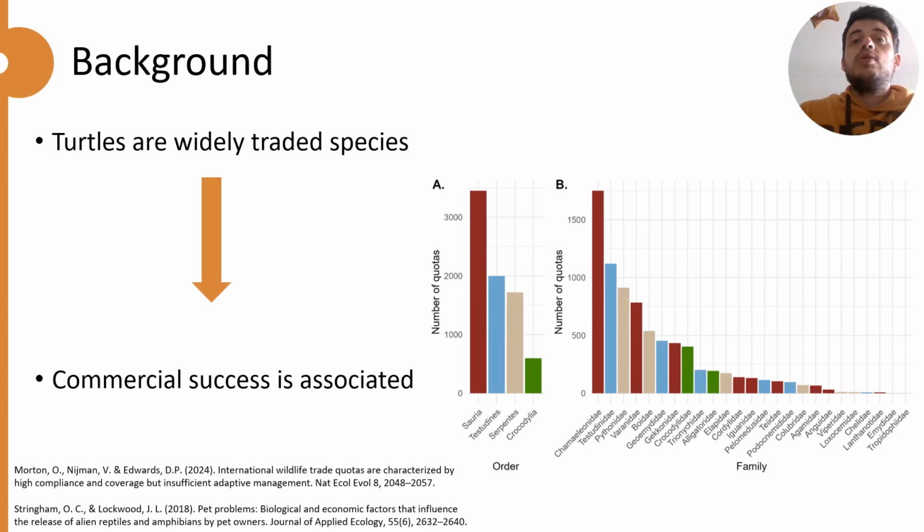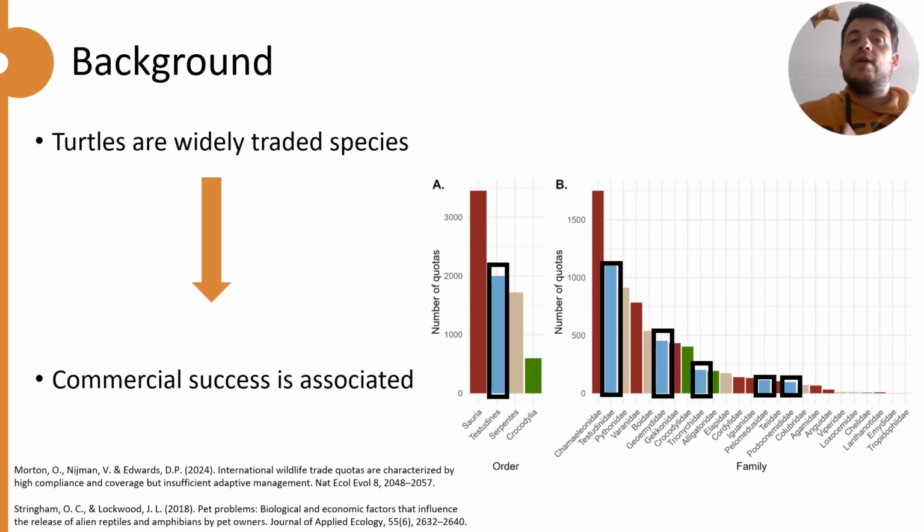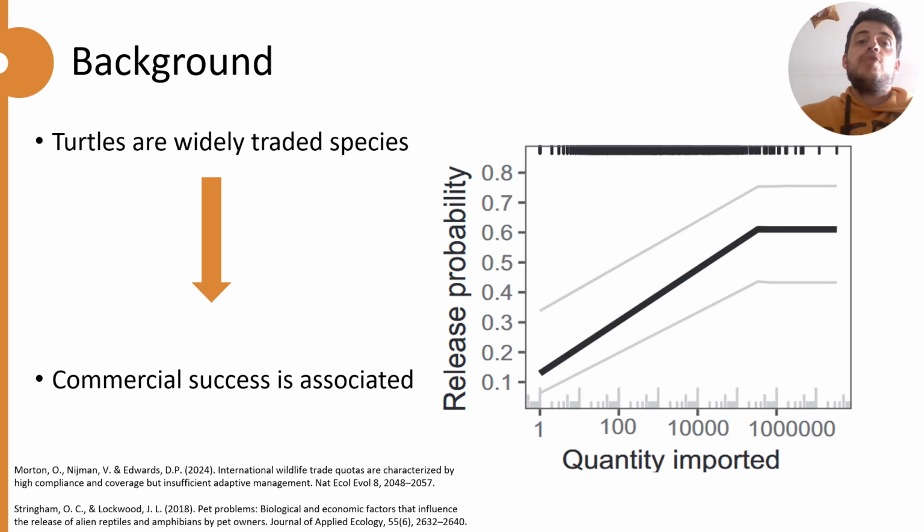So turtles are among the most traded species worldwide. Here we have an example for the reptiles. We can see they're the second most traded species worldwide, and we also have here the top 5 most traded families. This is important because the species that are more traded are more likely to be released to the wild than species that are low traded.